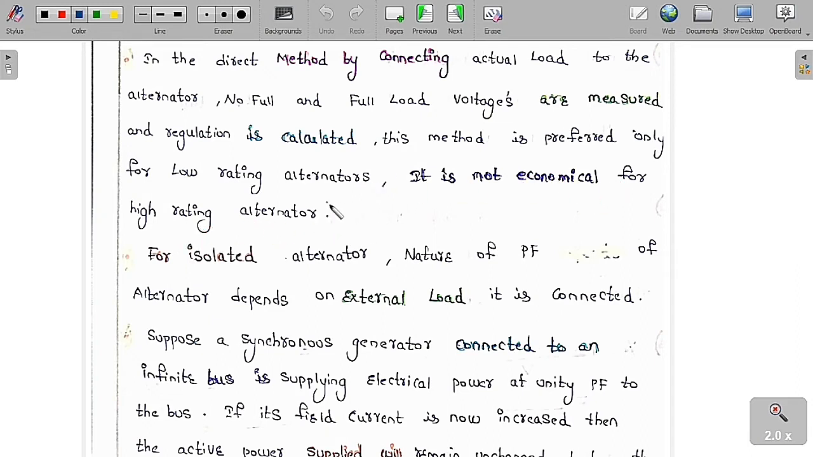So we can say simply, as I already told you, in the direct method we have to actually connect the load, and then with the help of a voltmeter we have to find the no load voltage and the full load voltage. Based on that we put these values in the formula, and then we can get the value of the regulation of the alternator. This is suitable only for low rating alternators, but if you go for high rating alternators, it is impossible to connect the rated load.